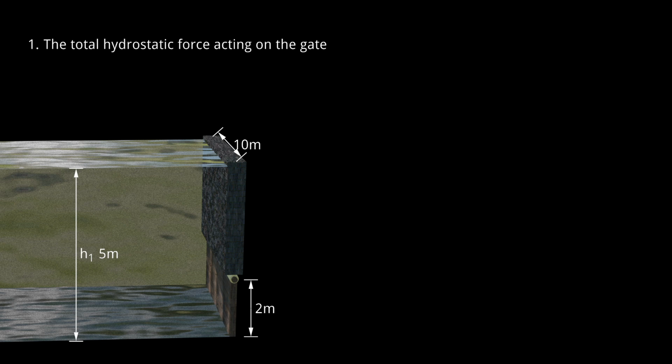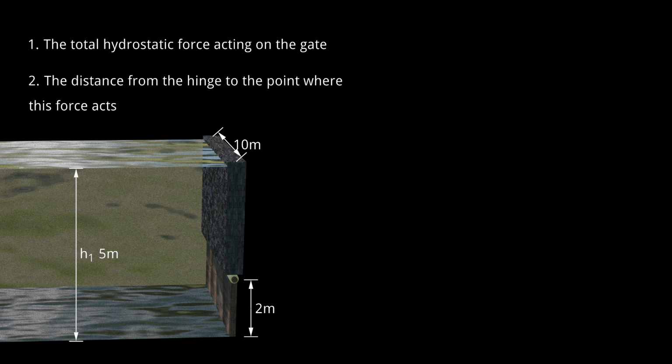Let's work through another example. Picture a reservoir with water filled to a depth of 5 meters. At the base, there's a gate that's 2 meters tall and 10 meters wide, holding back the water. We're going to calculate two things: the total hydrostatic force acting on the gate, and the distance from the hinge to the point where this force acts. That is, the line of action of the resultant force.